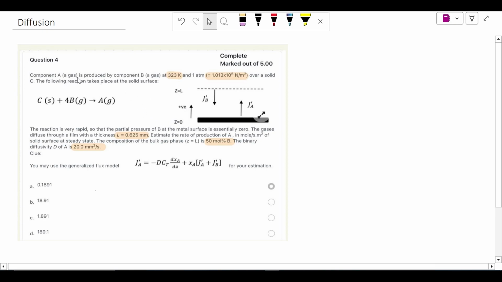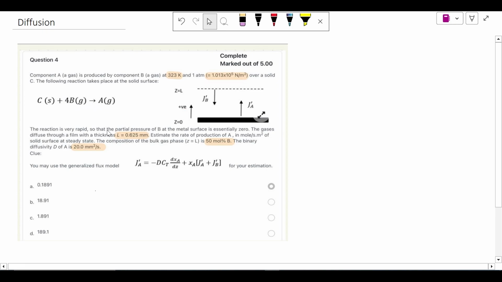Component A gas is produced by component B gas at 323 Kelvin and 1 atm. These are the system temperature and pressure. Over a solid C, the following reaction takes place at the solid surface. The reaction is C plus 4B produces A gas.